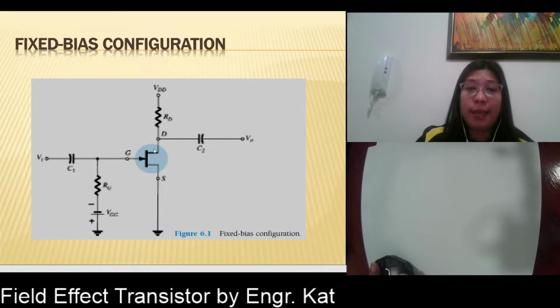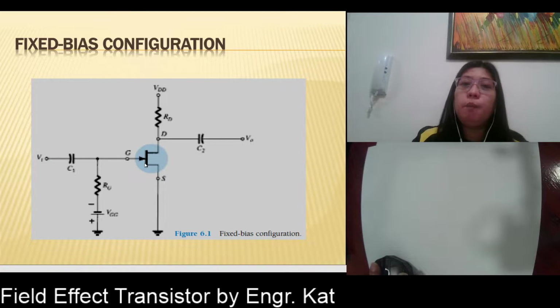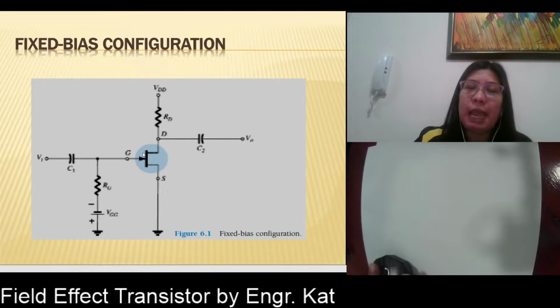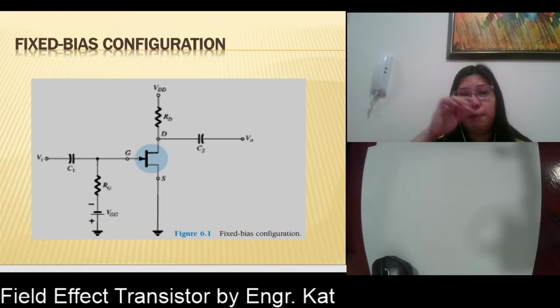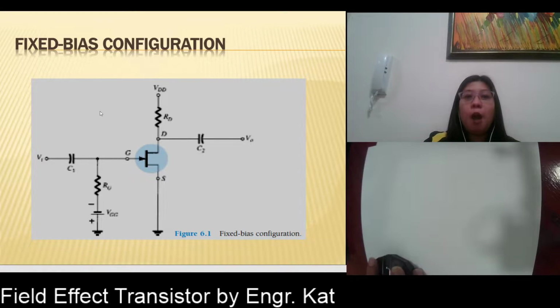Since this is an N-channel JFET, that means our gate is P-type. Since your gate is P-type, we have to reverse bias your gate. Therefore, we have to place your VGG, your negative terminal VGG, to your P-type material to make sure that your VGS is reverse biased. Therefore, your IG will be equal to 0. Okay, so this is our complete fixed bias configuration.